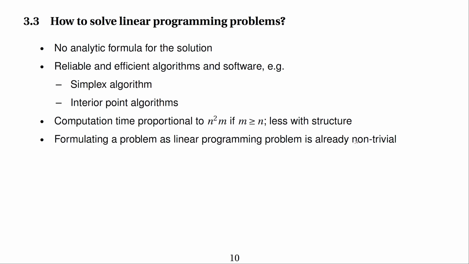How can we solve a linear programming problem? So first, there's no analytic formula for the solution. However, reliable and efficient algorithms and software exist. Example algorithms are the simplex algorithm and interior point algorithms. The computation time is proportional to n squared m. n again is the number of variables, m the number of equations, if m is greater or equal to n, and computation time is less if there is a specific structure in the problem.